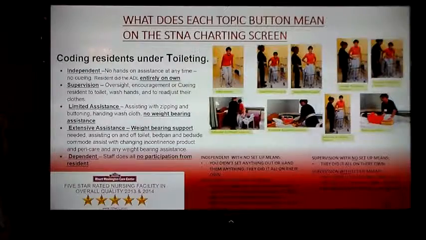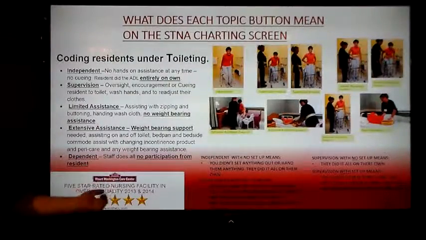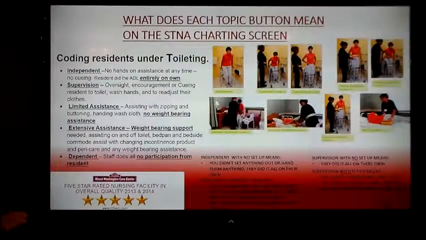Coding a resident under toileting. Independent is no hands-on assistance at any time. The resident does it entirely on their own. Supervision: oversight, encouragement, or cueing the resident to toilet, wash their hands, or to readjust their clothes. You are still not touching the resident. Limited assistance. Assist with zipping and buttoning, handing them a washcloth, but no weight-bearing assistance.